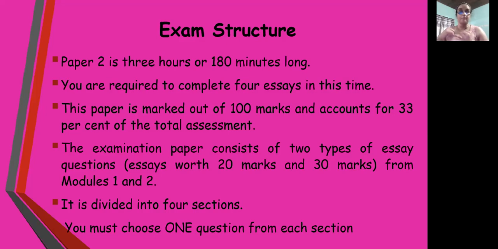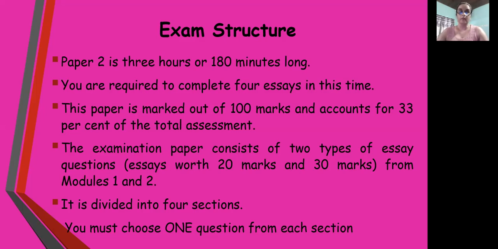The paper is marked out of 100 marks, and it accounts for 33% of the total assessment. Remember, your Paper 1, which is the multiple choice paper, and your IAs will account for the rest of the mark. Okay, so this Paper 2 accounts for 33% of the total assessment. You want to score at least 30%. When I say 30%, if it's 33% of the whole of all 3, you want to go into that with at least 30%. I'm assuming that all of you did excellent IAs, and that will also sum up your overall grade.